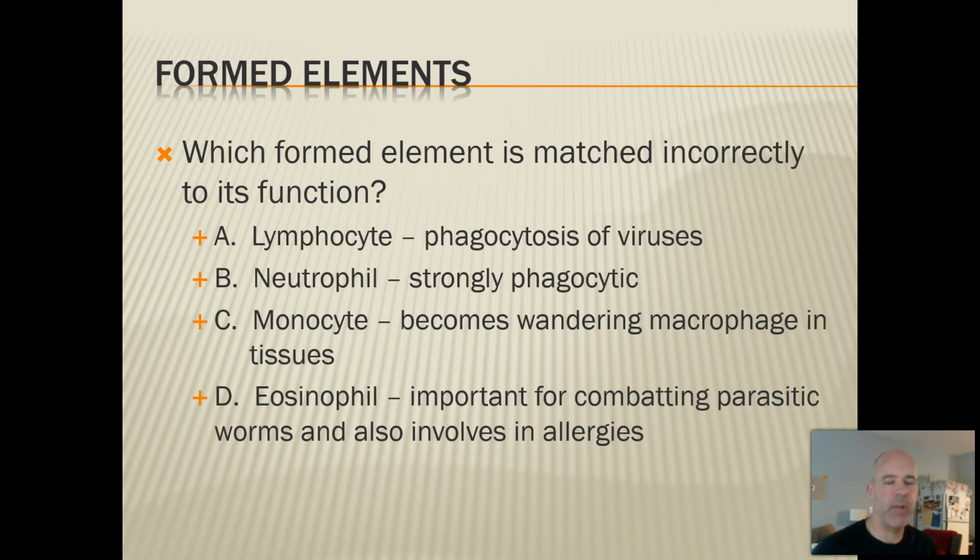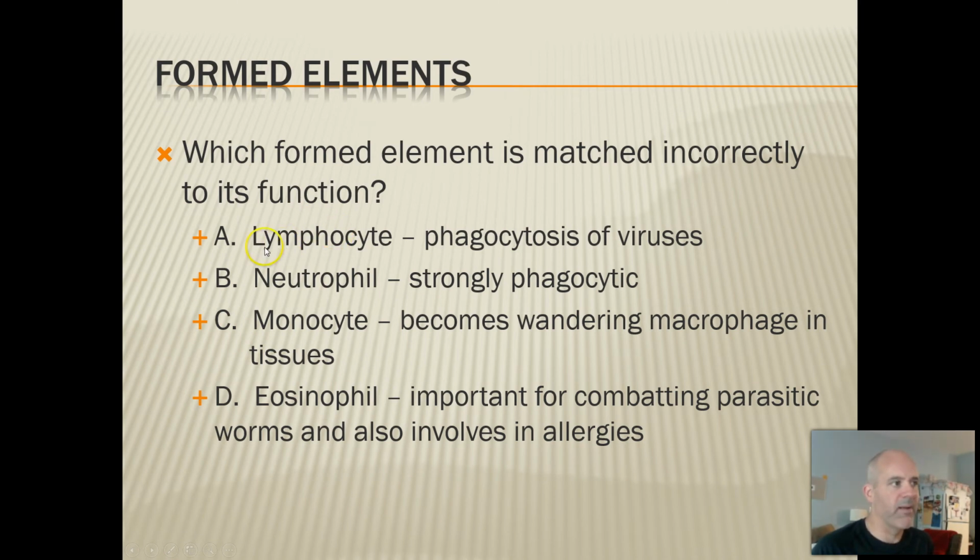Formed elements. Remember, formed elements is another term for blood cells, and the reason formed elements is a preferred term is because a platelet is not a true cell, and really a red blood cell in some ways is not really a true cell either, because it doesn't have a nucleus. So sometimes all of these cells in the blood are referred to as formed elements. Which formed element is matched incorrectly to its function?